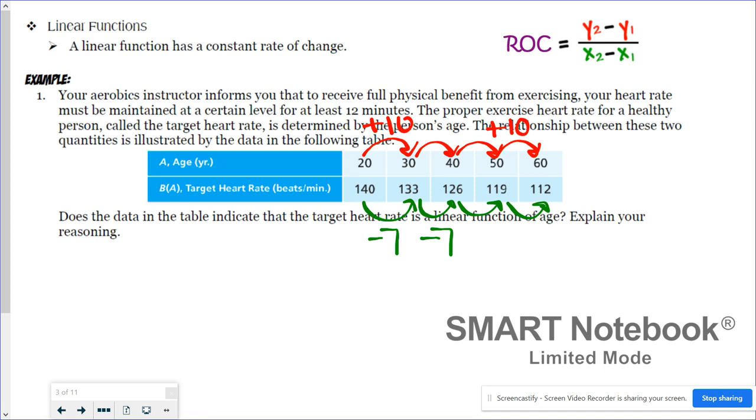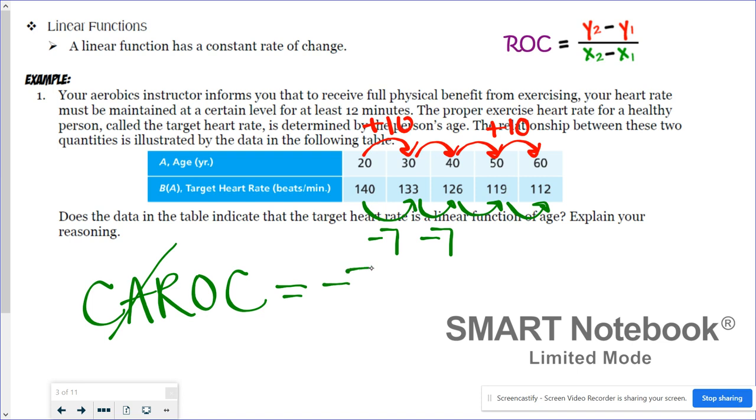So the bottom line is I'm observing that the average rate of change is actually a constant rate of change, okay? Because the output values are decreasing by 7, while the input values are increasing by 10. So our constant rate of change is -7/10. And when a function has a constant rate of change, it's a linear function.